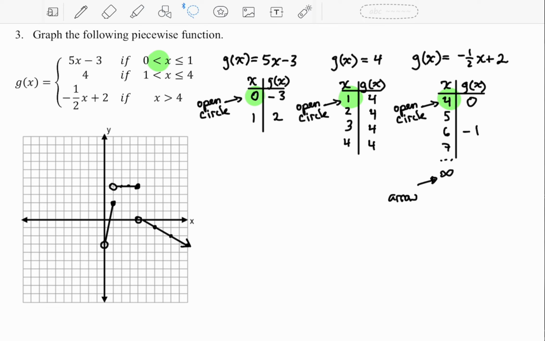And you'll notice there aren't any values over in the negative end of the graph here. I mean, there could be, but that's only the nature of the domain here. The first piece has x values that are greater than 0, so it's not including 0. It's not including any negative numbers.